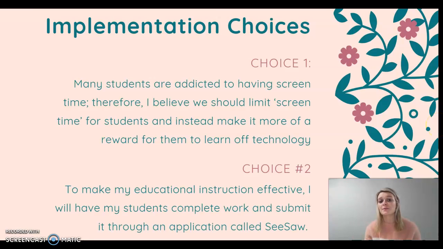We are now moving into our implementation choices. The first choice that I wanted to look at and see if this is the way I wanted to go about it was that many students are addicted to having that screen time. Therefore, I believe that we should limit that screen time for the students and instead make it more of a reward for them to learn off of.